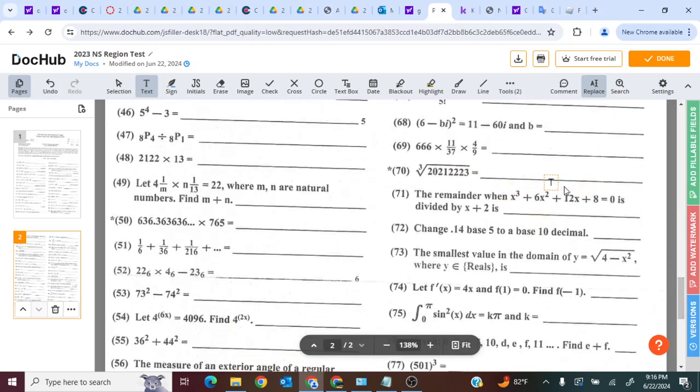Okay, remainder when this is divided by x minus 2. What you do for this is you simply plug in negative this number. So plug in negative 2 for this equation, do a bunch of math, and you'll get your answer.